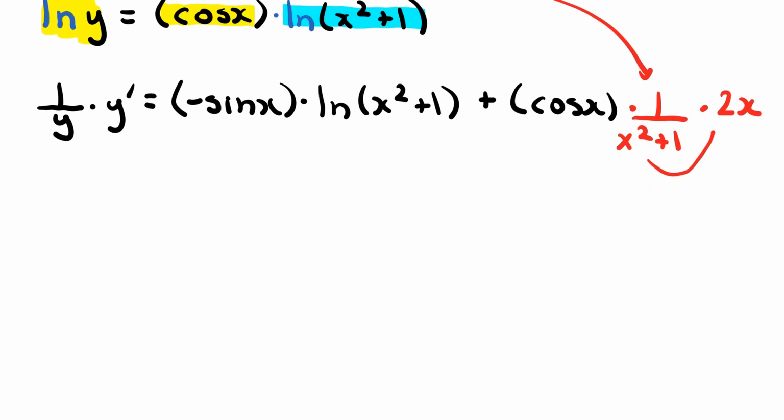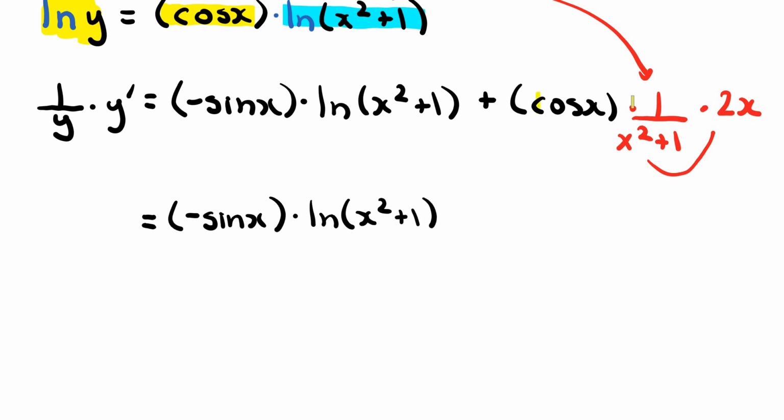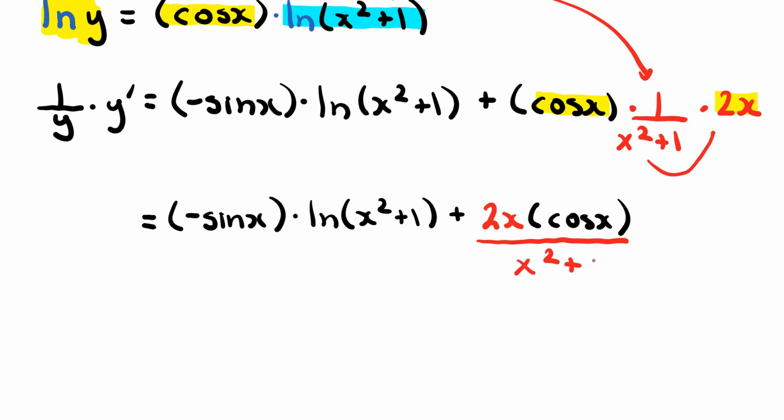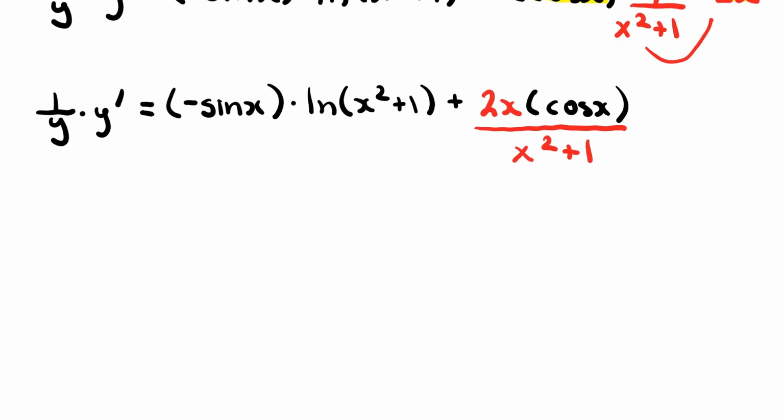There's your derivative. And what you want to do now is do your best to clean it up. So this will be bracket negative sine x times ln of bracket x squared plus 1. And then over here I have a cos x and a 2x. If we multiply that out, we'll get a positive 2x bracket cos x, all divided by x squared plus 1. And then on the left hand side I have a 1 over y times y prime. Okay, so that looks right so far.